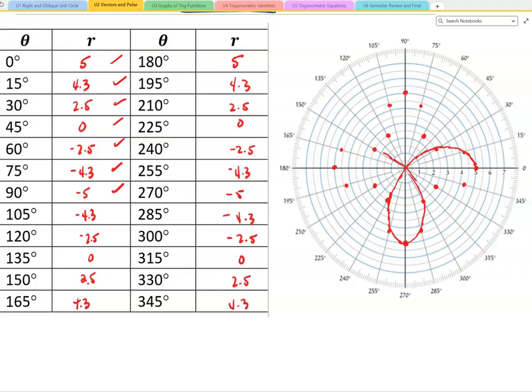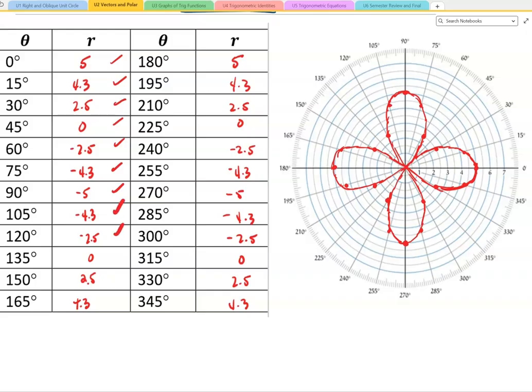Now, each of these shapes do have names to them. I'm not an instructor that's worried about you learning the names in this class, but if you are interested in looking them up, I would encourage you to do so. If you look for polar equation names, I'm sure you'll come up with a site that describes the 4 or 5, maybe 6 different common shapes that we see when we graph polar equations.